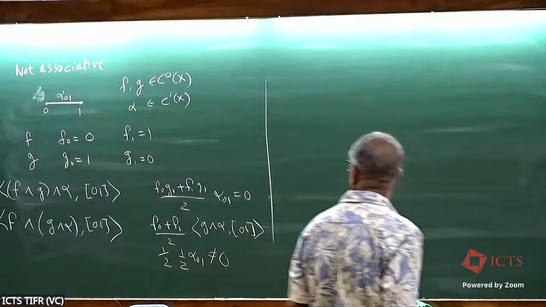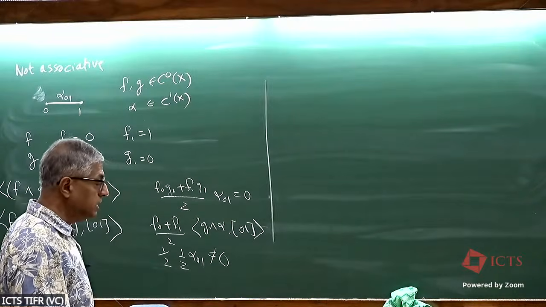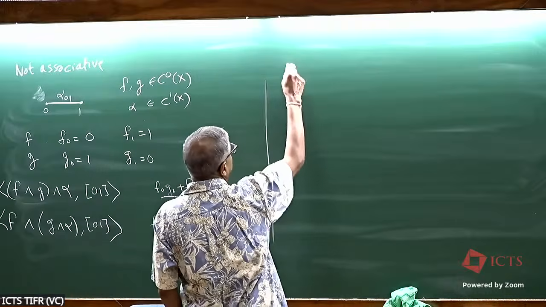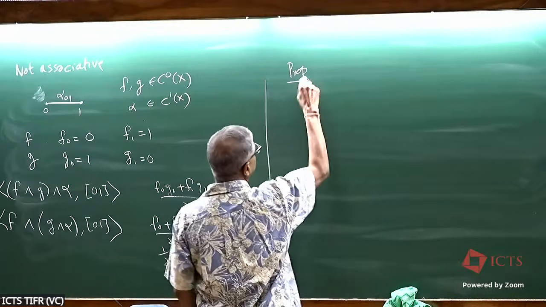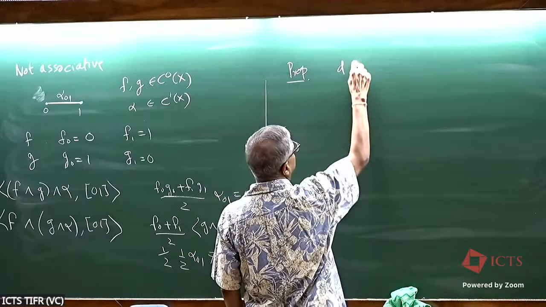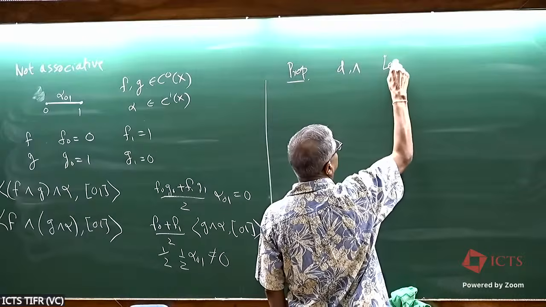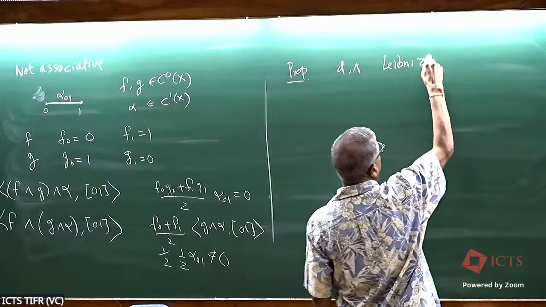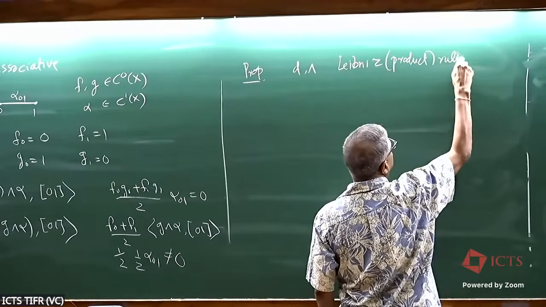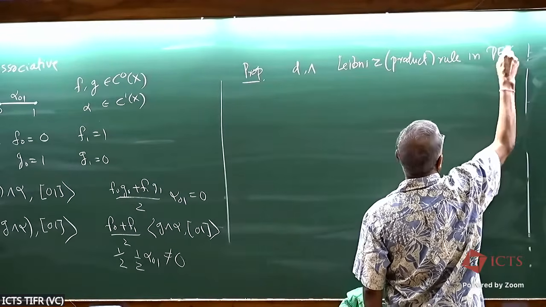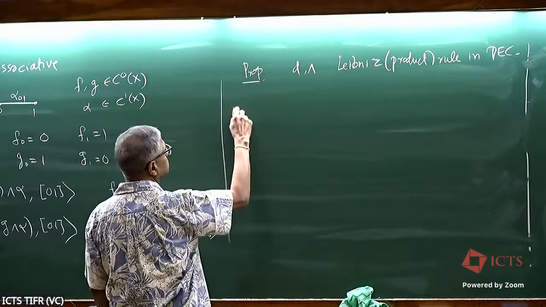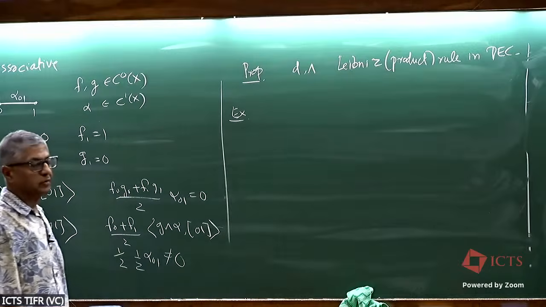So we have the wedge, we have the D, we had better have the product rule. So that's important to check. So it's a fact that the discrete D and wedge do satisfy the product rule, which is also called the Leibniz rule.